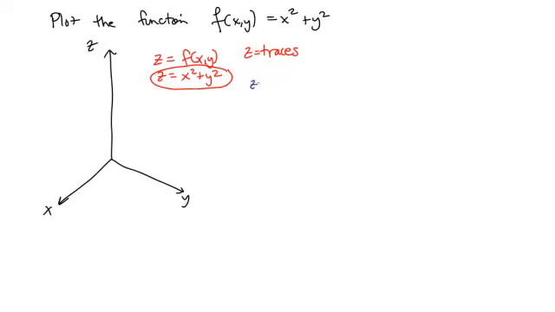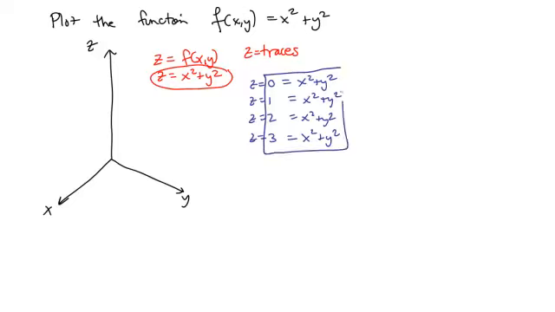So if I were to work out several of the z traces, say the z traces z equals 0, z equals 1, z equals 2, z equals 3, then these would correspond to the equations 0 equals x squared plus y squared, 1 equals x squared plus y squared, 2 equals x squared plus y squared, and 3 equals x squared plus y squared. So once again, what I'm seeing is that the traces form concentric circles in the xy plane, centered around the origin. When z is equal to 0, it's a circle of radius 0. When z is equal to 1, it's a circle of radius 1.